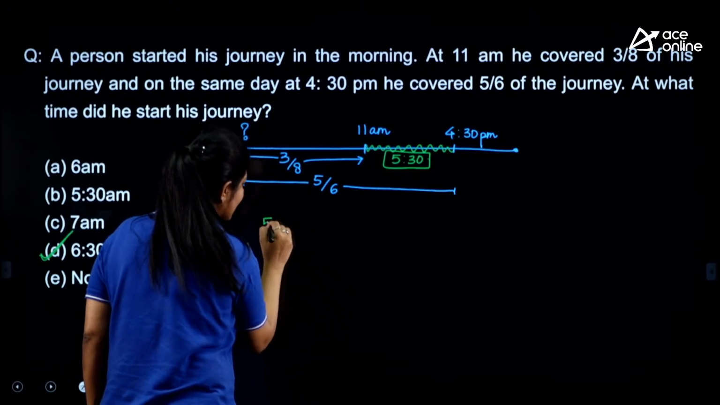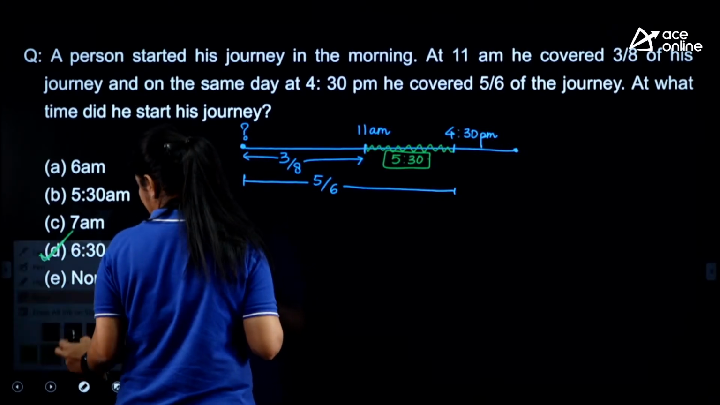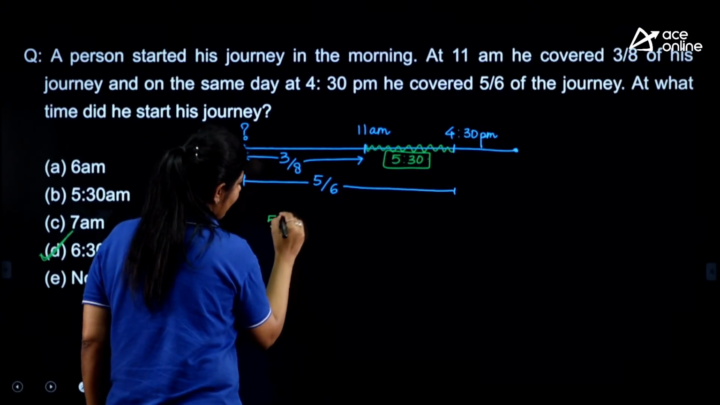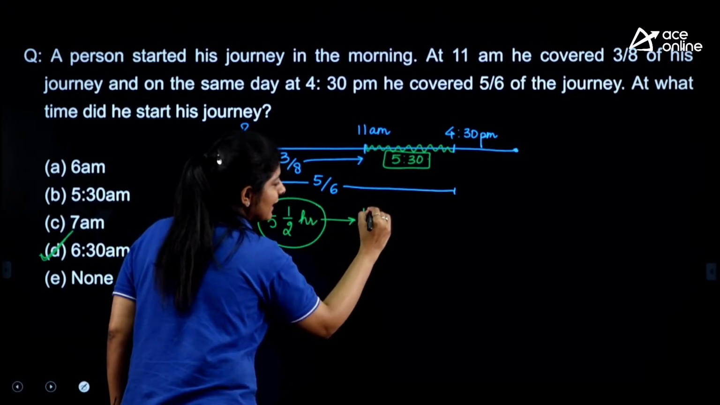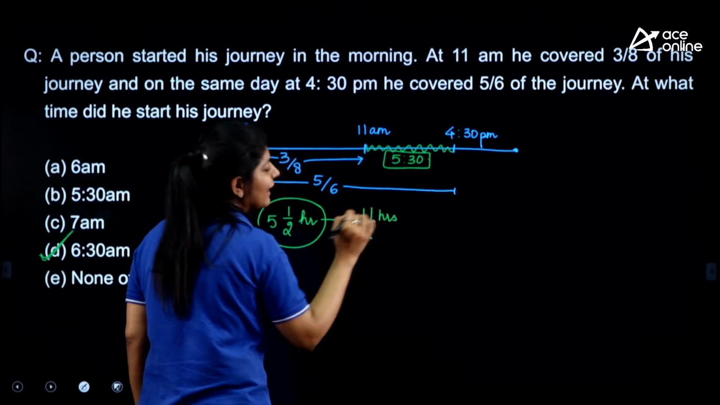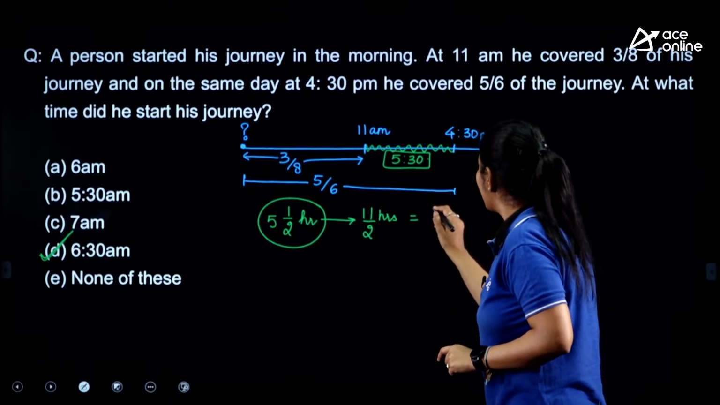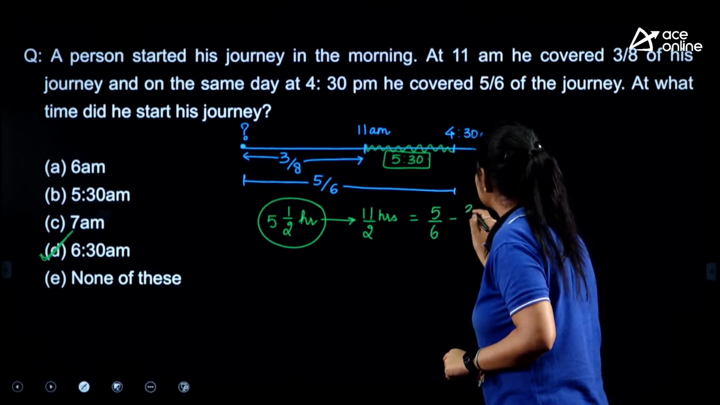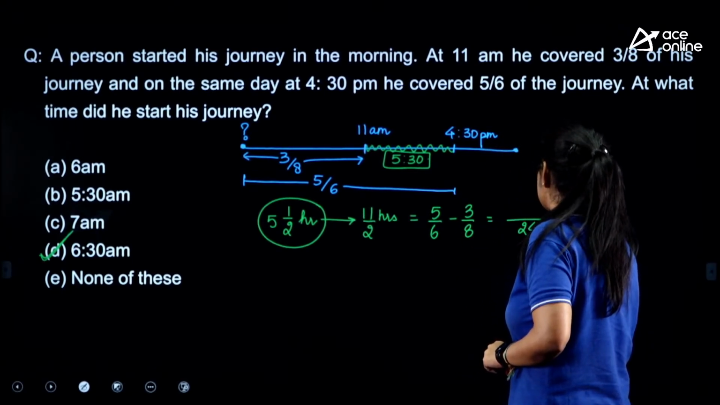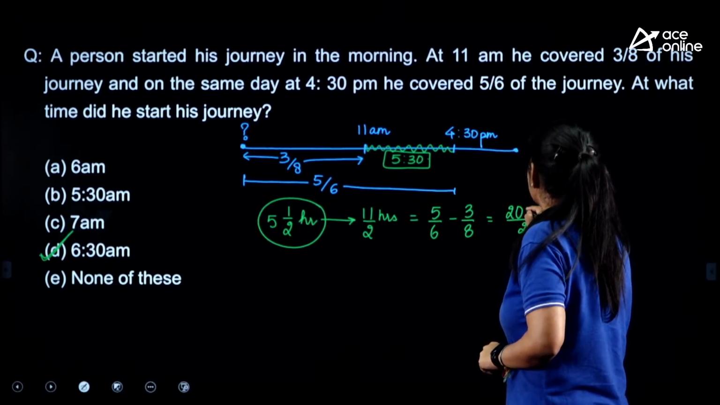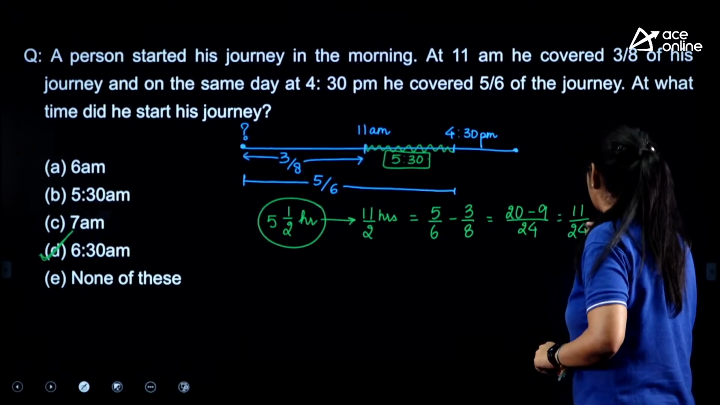That means I can write it as 1 by 2 hours, this time period, and I can also write it as 11 by 2 hours. In 11 by 2 hours, he covered a distance of 5/6 minus 3/8, right? That means I will take 24 as the LCM: 20 minus 9. So here I'll get my answer as 11 by 24.